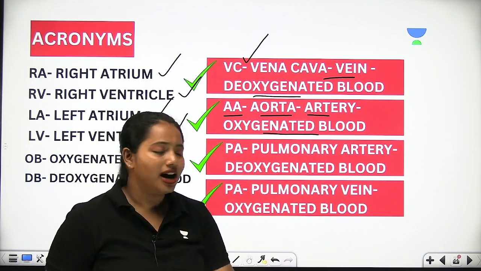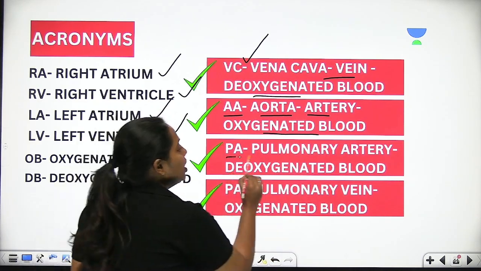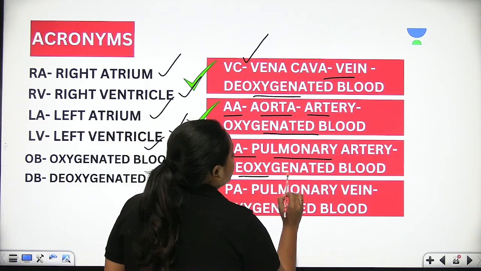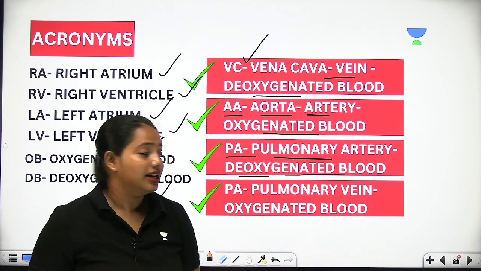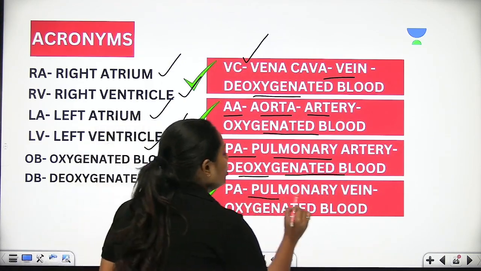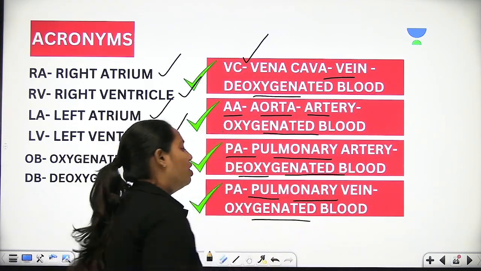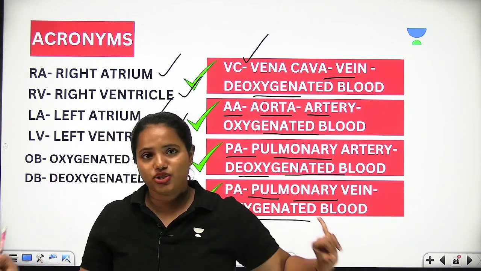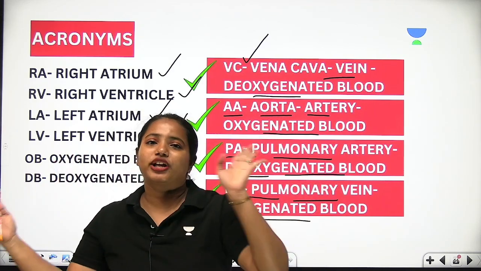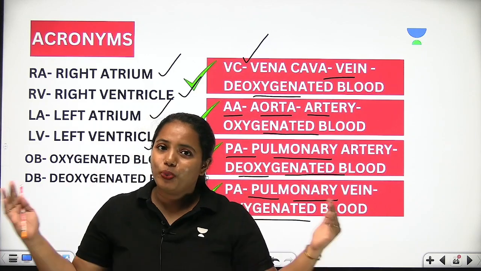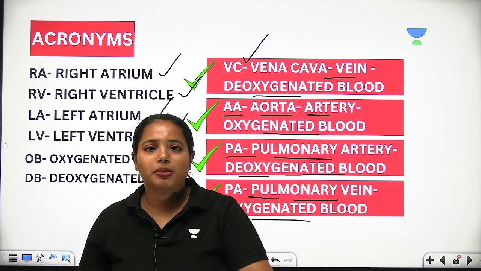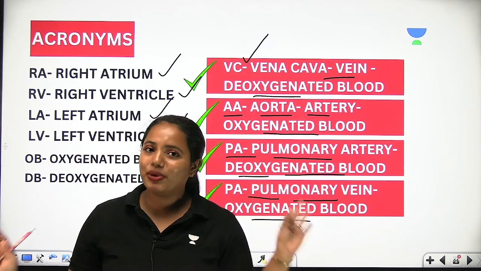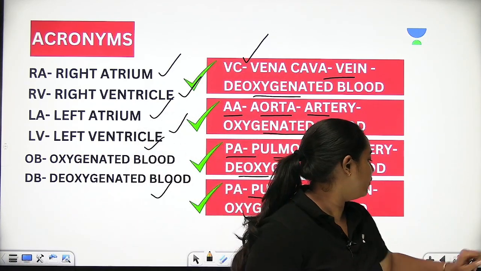But there is an exception here. Pulmonary artery alone carries deoxygenated blood. Similarly, pulmonary vein carries oxygenated blood. Arteries carry oxygenated blood except pulmonary artery. All veins carry deoxygenated blood except pulmonary vein. That's it, and I hope everyone is clear. And now we are moving towards the next one.